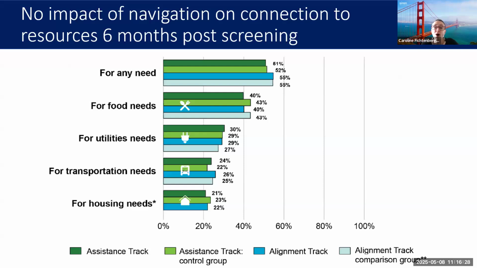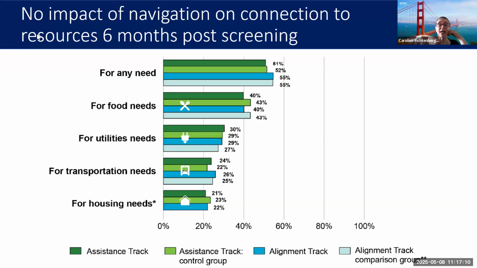Here are the results for connection to resources, again, 6 months post-screening. This shows with the green bars the percentage of people who reported connecting to a resource for any need, for food needs, for utility needs, for transportation, and for housing. The numbers were too small for interpersonal safety to be included. And the green bars are for the assistance track, with the dark green bar being the intervention group in the assistance track, and the light green bar being the assistance track control group.